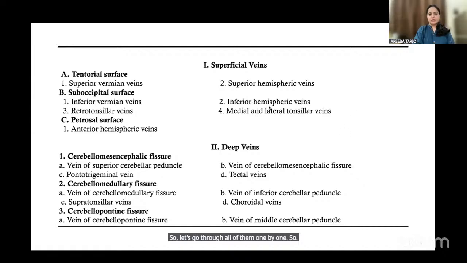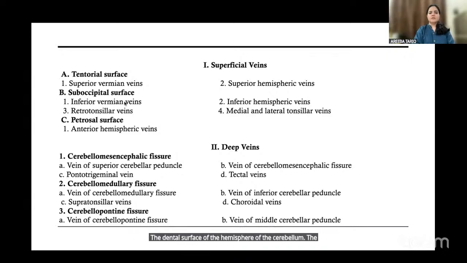So superficial veins are the veins which are present, of course, superficially. So they are going to be associated with some surface of the cerebellum. Because there are 3 surfaces of the cerebellum that we have read before: tentorial, suboccipital, and petrosal. So superficial veins are in 3 groups: tentorial group, suboccipital group, and petrosal group. Now the tentorial surface veins are basically Vermean veins and hemispheric veins, because we have read this before. The tentorial surface, if we roughly divide it, is into 2 parts. The middle part is the vermis, and the lateral part is the tentorial surface of the hemisphere of the cerebellum.